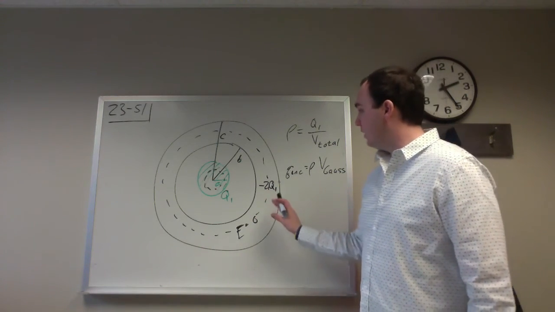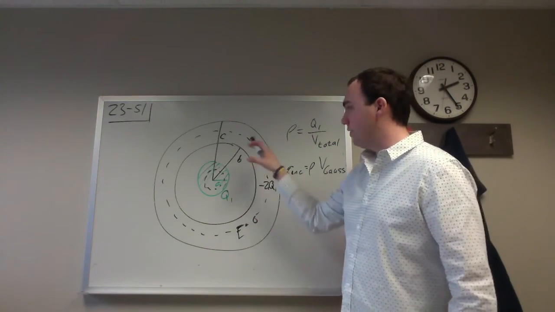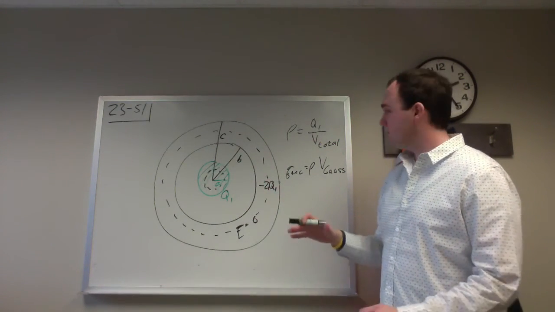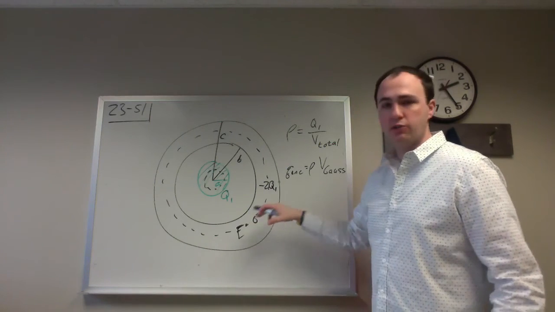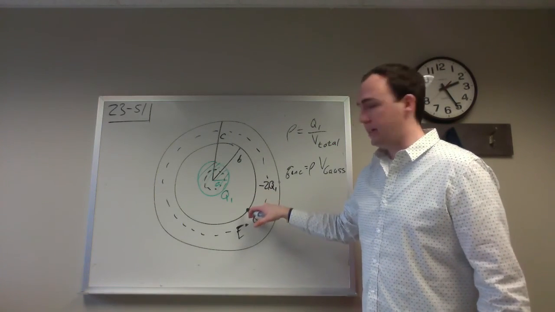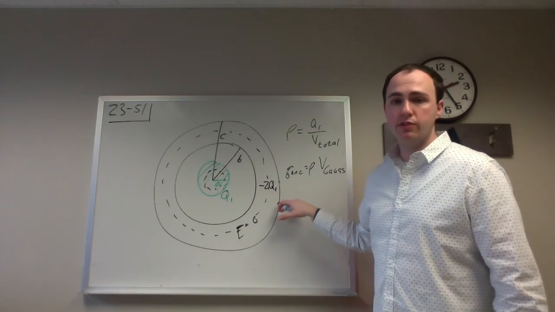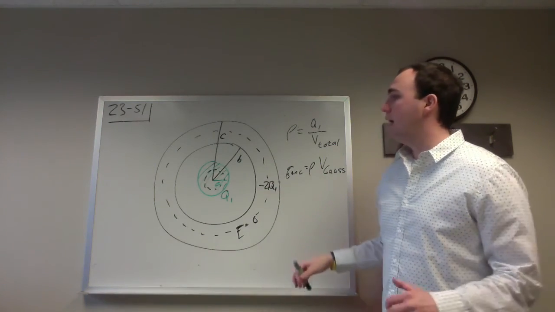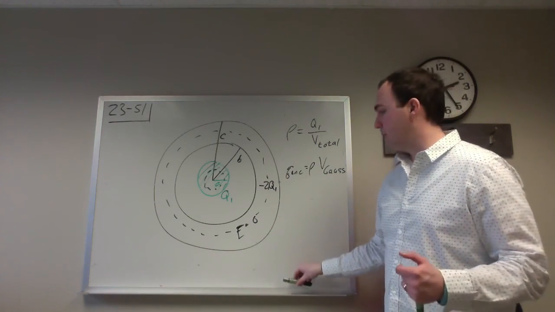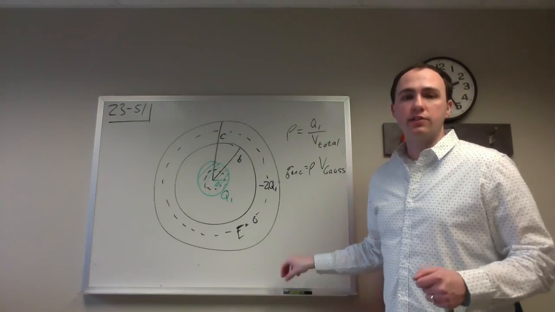Once you know how that charge distributes itself, then when you're looking at the electric field at various points that enclose either the inner surface or the outer surface or both, you can use that information with Gauss's law to find the electric field.